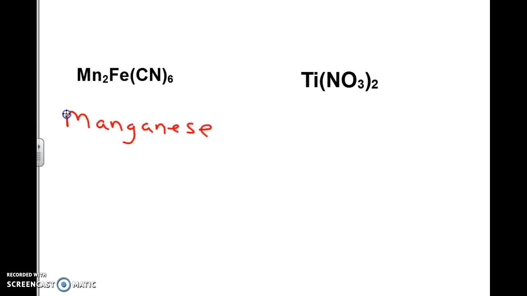And manganese is element 25. It's got 4 different charges that it could possibly have, so I put a parentheses. I look on the back of my periodic table because I have a compound that has more than 2 elements in it. So anytime you see more than 2 elements in a compound, you look on the back of the periodic table. So we have manganese, iron, carbon, and nitrogen.